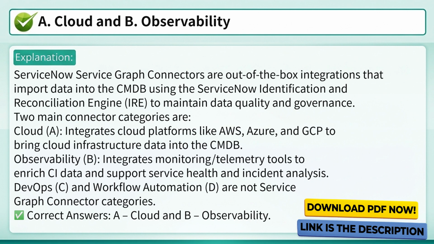DevOps, C, and workflow automation, D, are not service graph connector categories. Correct answers: A, Cloud, and B, Observability.